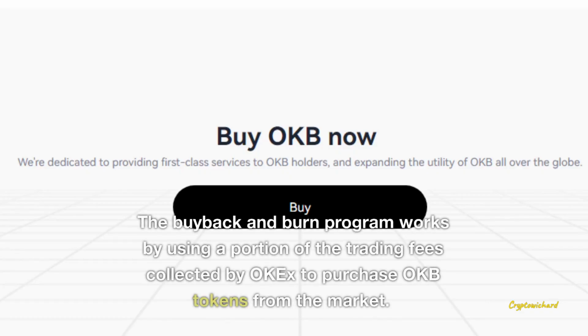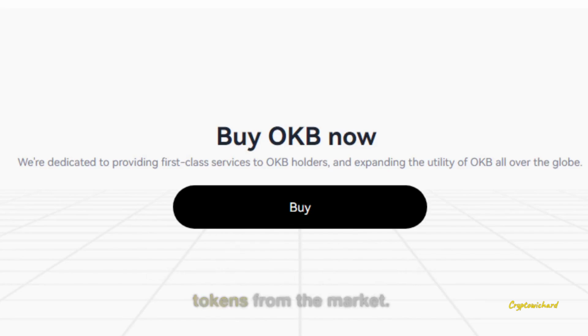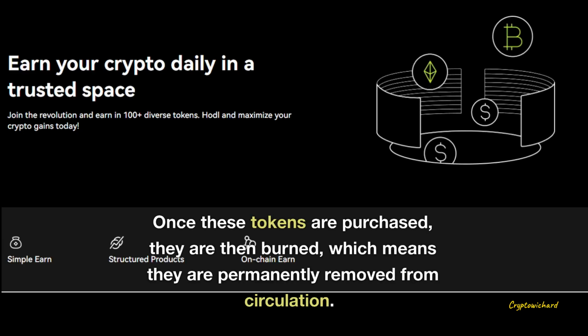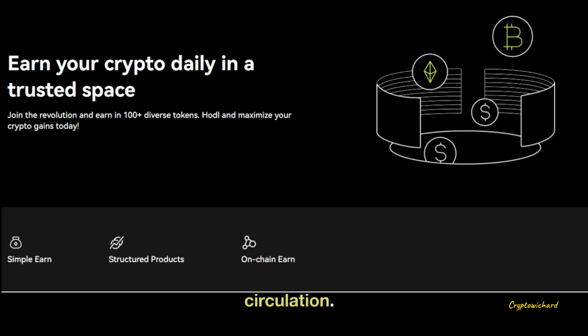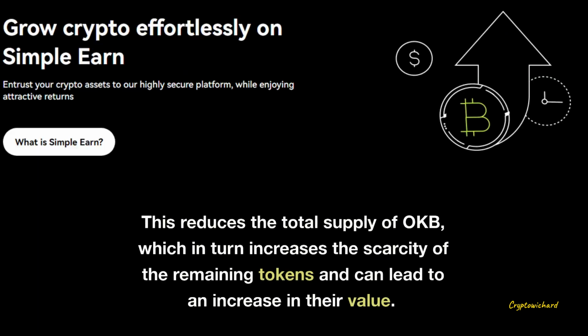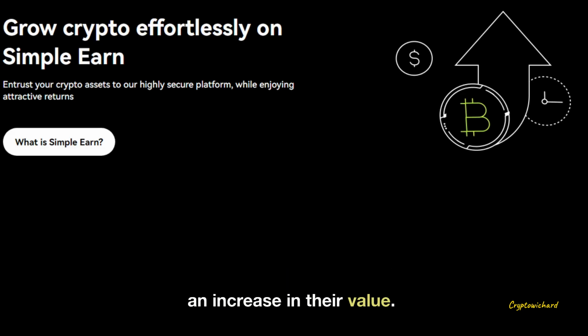The buyback and burn program works by using a portion of the trading fees collected by OKEX to purchase OKB tokens from the market. Once these tokens are purchased, they are then burned, which means they are permanently removed from circulation. This reduces the total supply of OKB, which in turn increases the scarcity of the remaining tokens and can lead to an increase in their value.